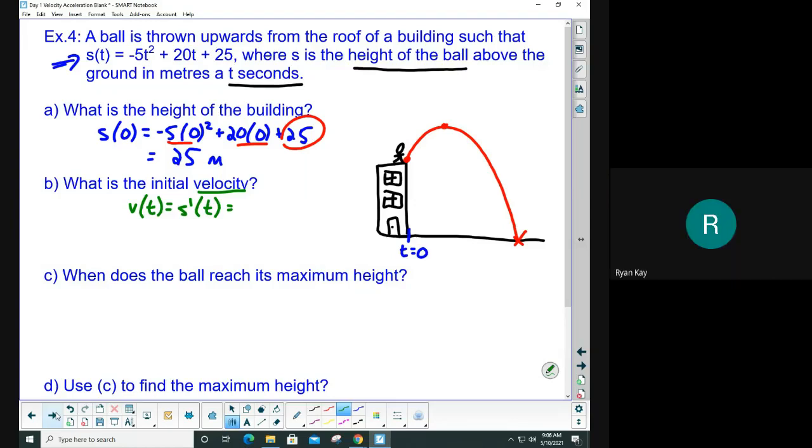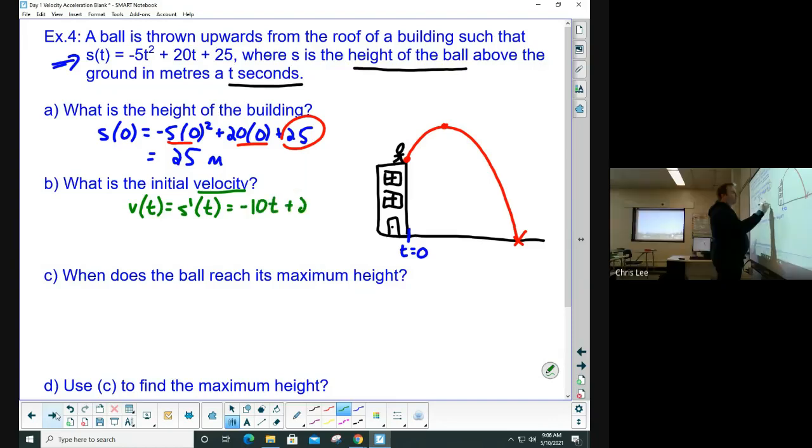Would it be -10t plus 20? Perfect, thank you.